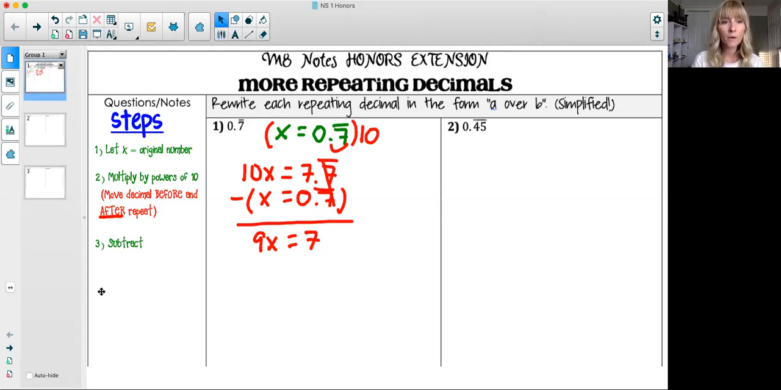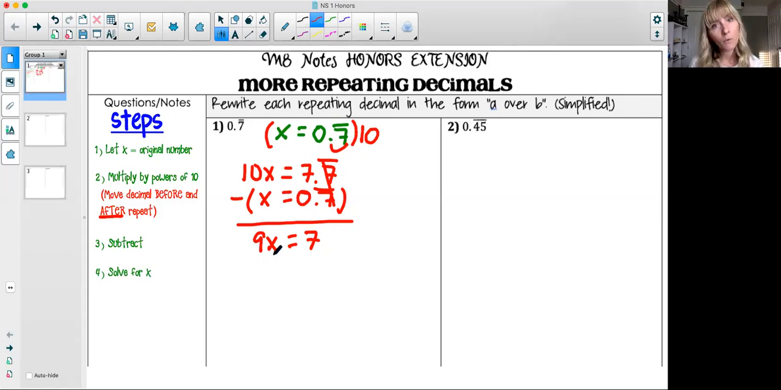Now you ready for this last part? Now we solve for x. Take your brain back to 7th grade for a moment and say, oh, what's happening to the variable? They're multiplying by 9. If they're multiplying by 9, what am I going to do to get rid of that? I'm going to divide by 9, and whatever I do to one side, I'm going to do to the other side.